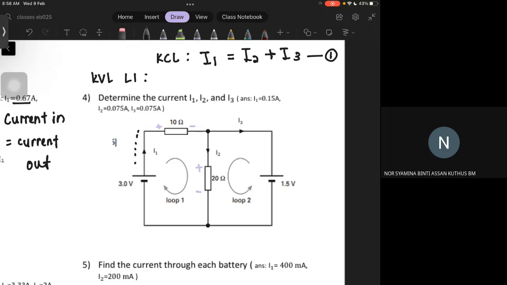Okay, cuba bagi tahu saya sekarang untuk loop 1. Hazim. VR1 tambah VR2 equal 3. Okay. VR1 plus VR2 equals to 3. Question. Okay. Loop 2. Shiva. Yes, miss. Okay. Cuba bagi saya formula untuk loop 2.